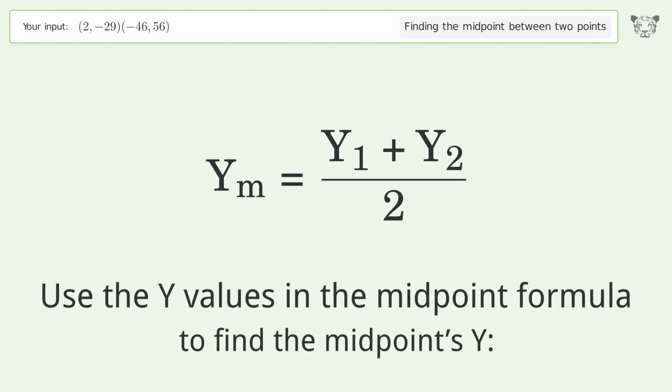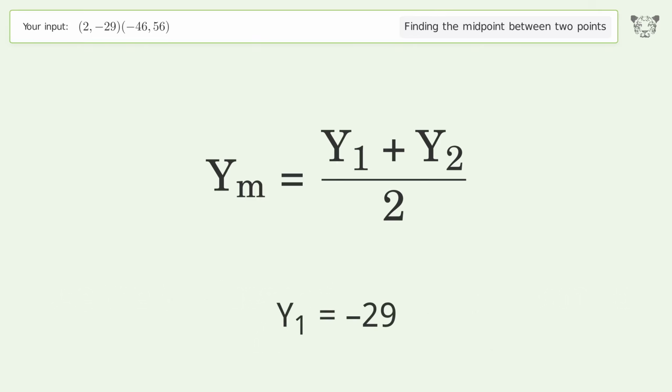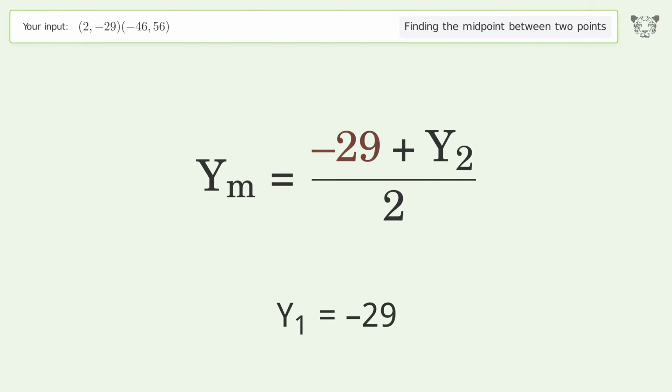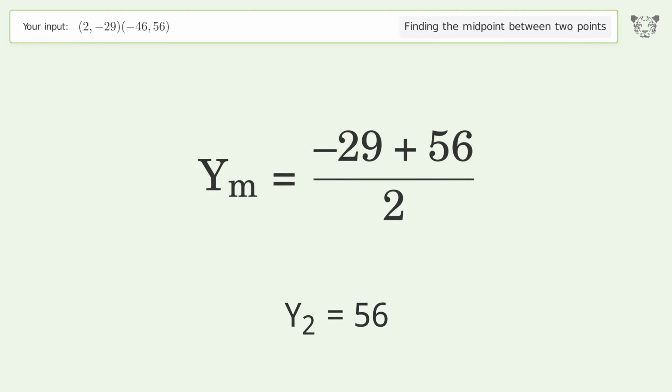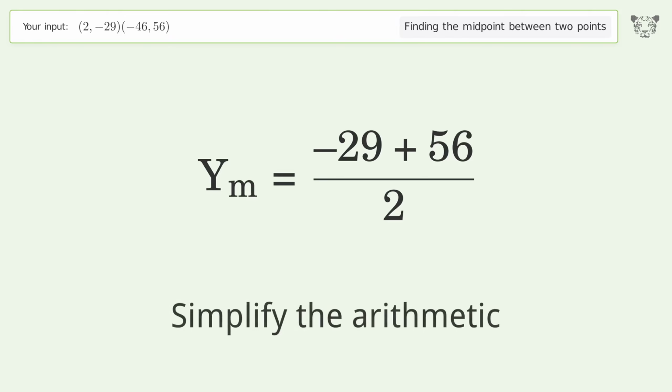Use the y values in the midpoint formula to find the midpoint's y. y1 equals -29. y2 equals 56. Simplify the arithmetic.